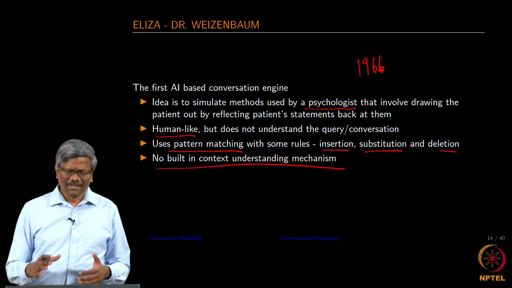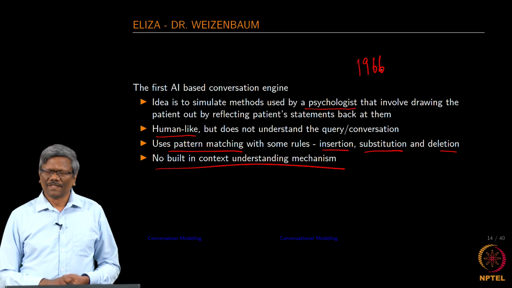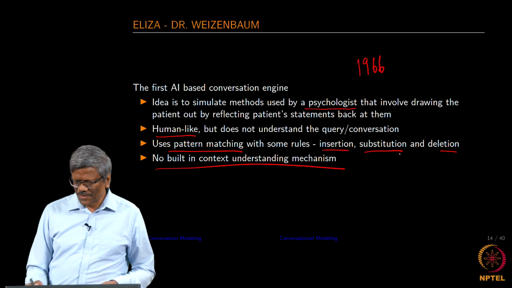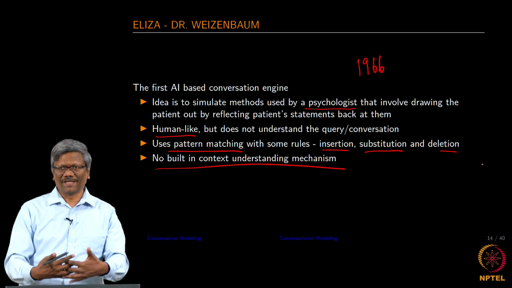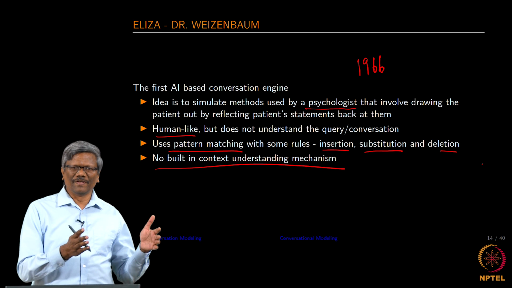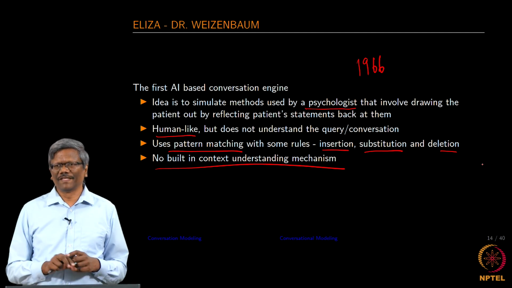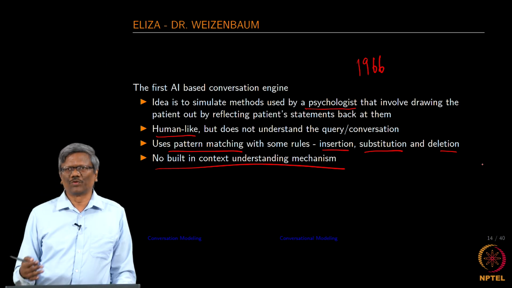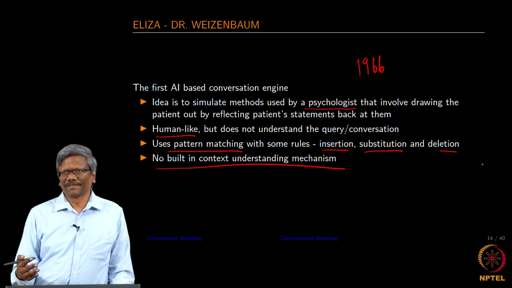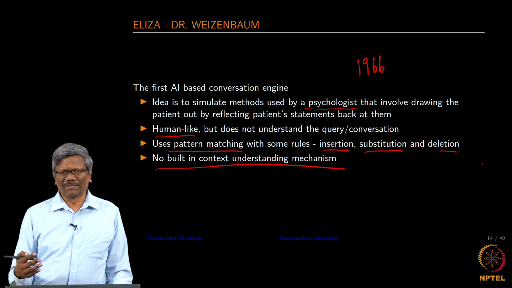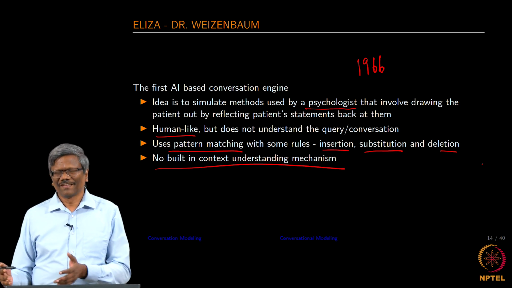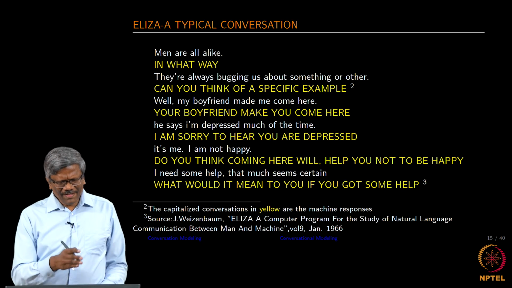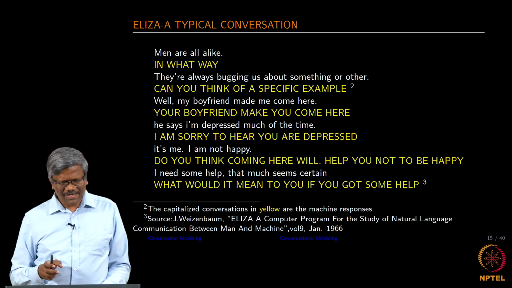So, this was built in 1966. It is a set of rules that would do the insertion, substitution and deletion for what you said, and then maybe use a template and modify the sentence that you had made in such a way that you would believe that the answer to your question is really coming after a thinking process. Okay, let us have a typical conversation that you would see on an ELIZA model.